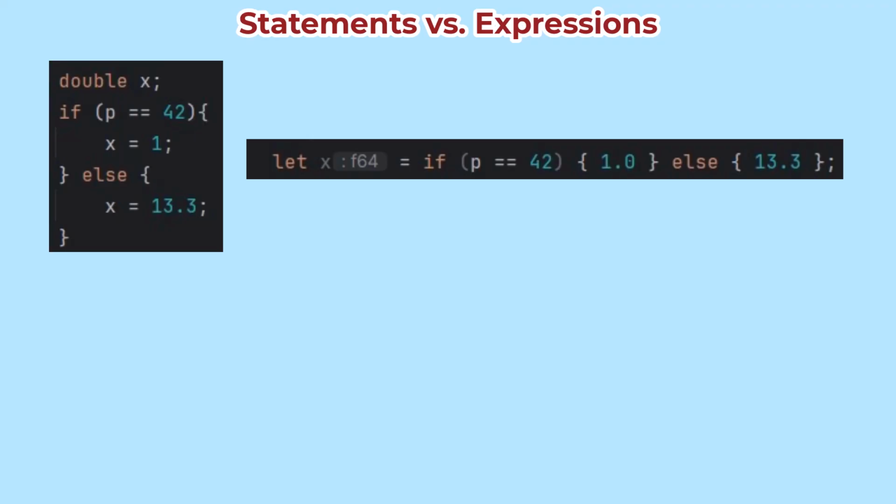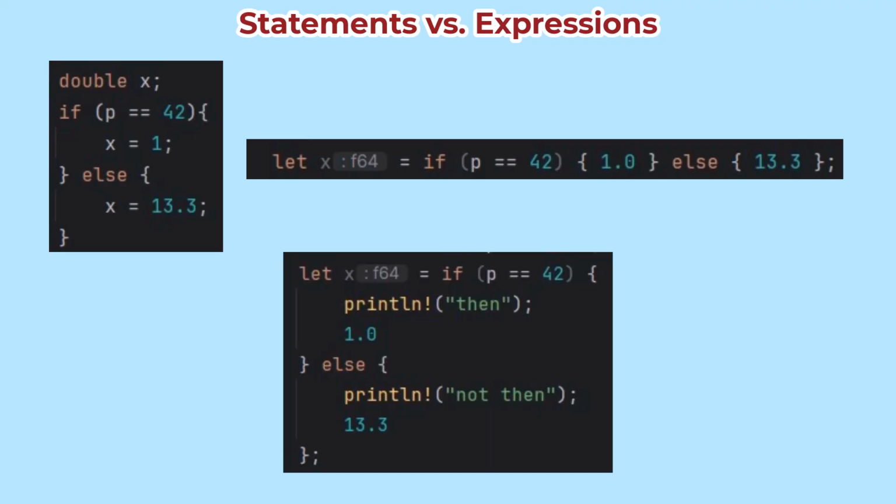And even though that if is an expression, we can embed other code into it too. This will still have the effect of storing either 1.0 or 13.3 into X. Again, we have to pay attention to two things. The last expression inside a scope block is the value that scope block will evaluate to, and it must not have a semicolon if we want it to be an expression.